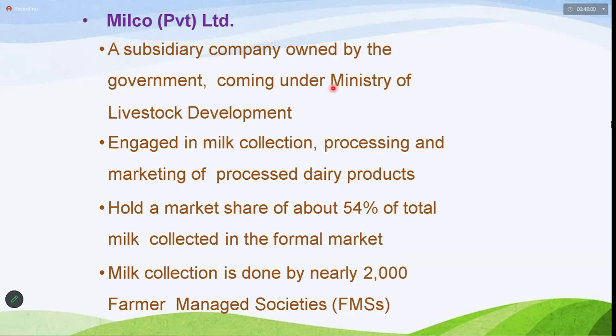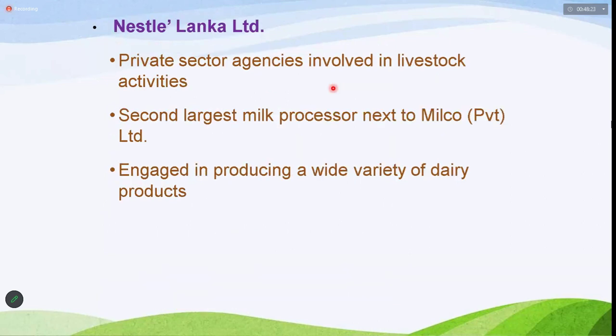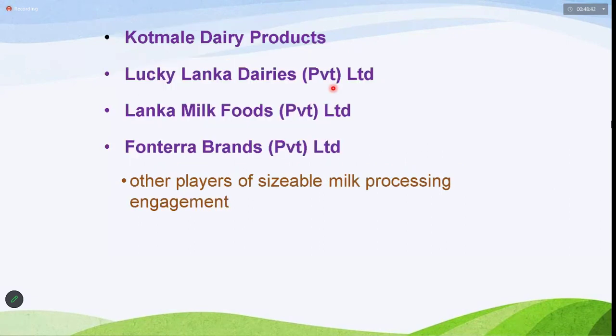dairy industry. The subsidiary company owned by the government, coming under the Ministry, engages in milk collection, processing and marketing of processed dairy products, with a market share of about 54% of the total milk collected. Nestle Lanka is one company from the private sector. Other than that, there are other private companies like Kotmale, Lucky Lanka, Milk Food and Fonterra brands, the main players.